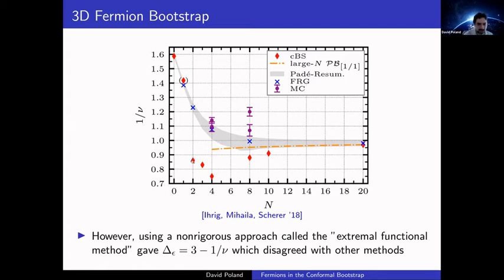And it gave us some values of the nu exponent which were quite different from other methods, that you can see in this plot. So that was an open question: why did we get this discrepancy, and how can we do better? So let me show you.